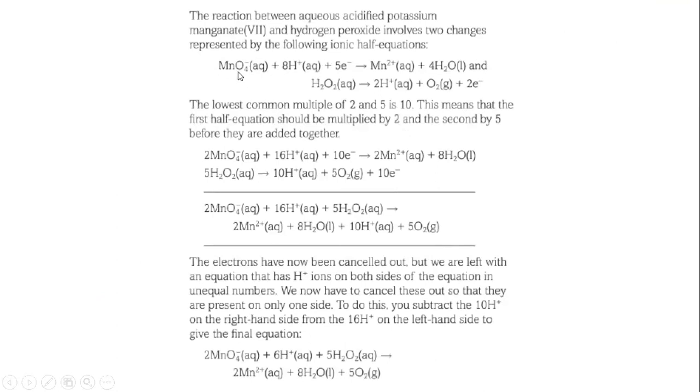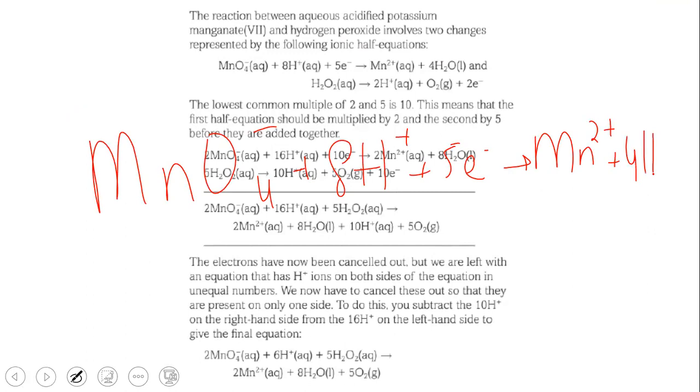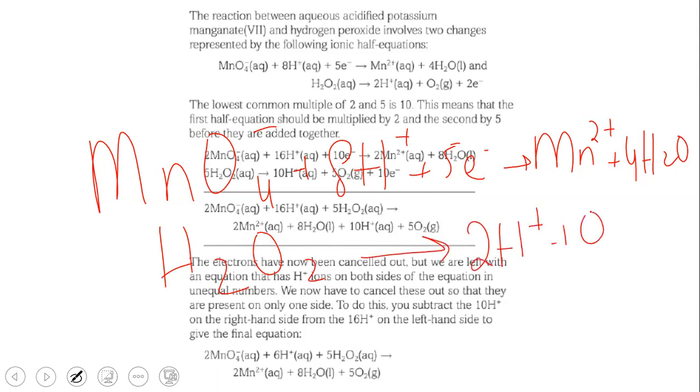Let's take a look at another example. So we have these two half equations. Okay. Let's take a look at it. One half equation is MnO4 minus plus 8H plus 5e minus gives us Mn2 plus 4H2O. This is one half equation. This is the second half equation. H2O2 gives us 2H plus O2 plus 2 electrons.